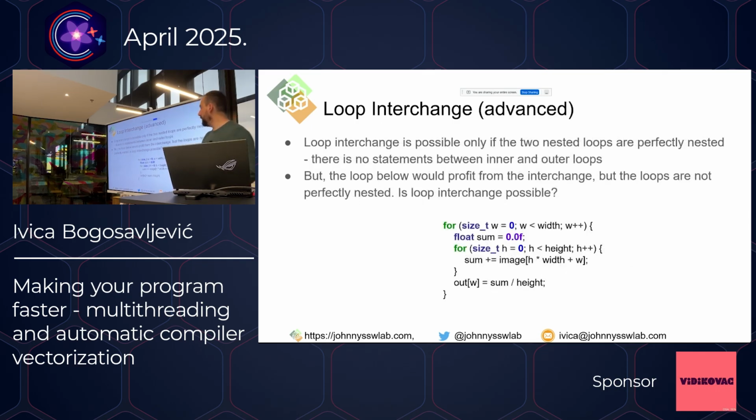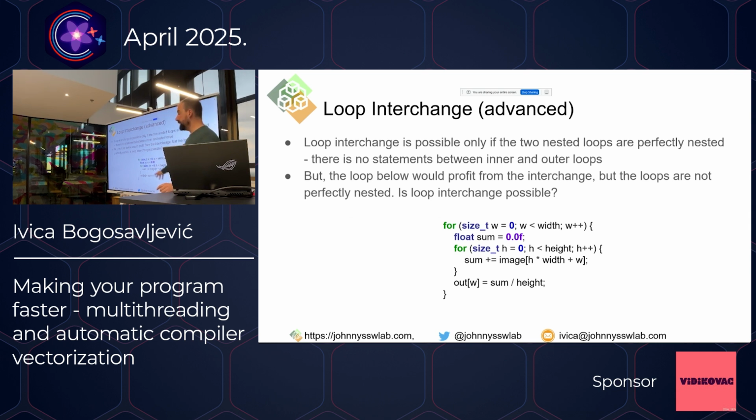Okay, so in the previous example, we had loop interchange, and we had perfectly nested loops. Perfectly nested means there are no statements between the outer and the inner loop. But now I have this statement here. Now, can we do loop interchange on this one? So what does this loop do? You have an image, and it calculates the sum and average of all the values of all the columns in the image.